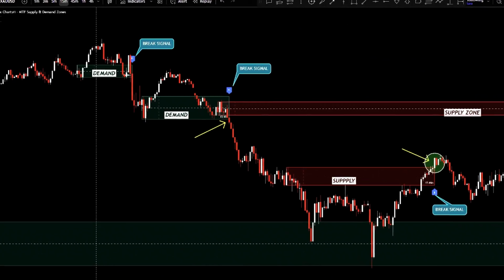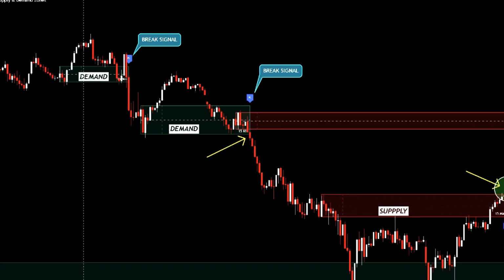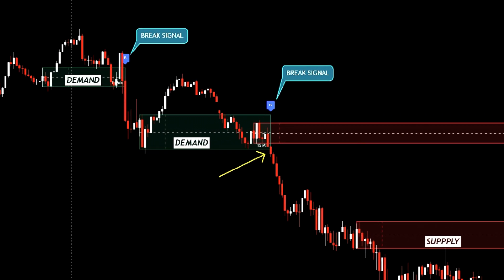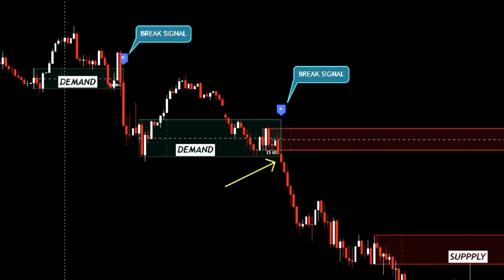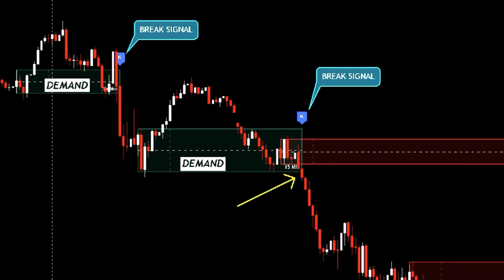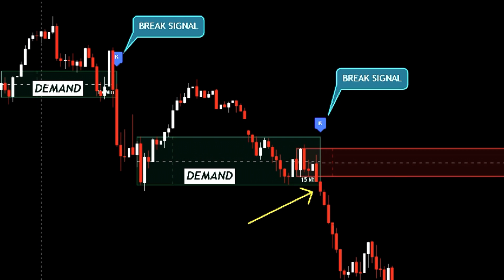It works the same way for a demand zone. See the demand zone right here? The price breaks below it, the indicator gives us that B signal, and just like that, we can open a sell position. Even if we look at the past, same story: a demand zone, a bearish breakout signal, and another potential sell. It's consistent and gives clear buy and sell signals.